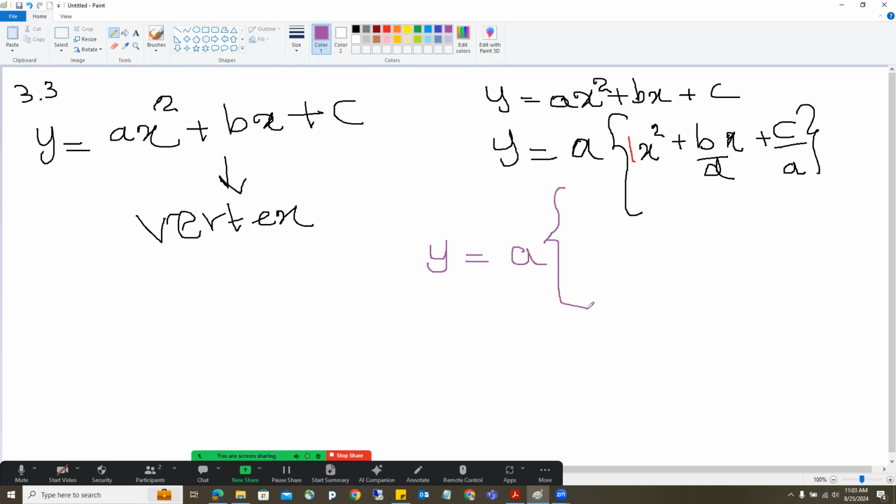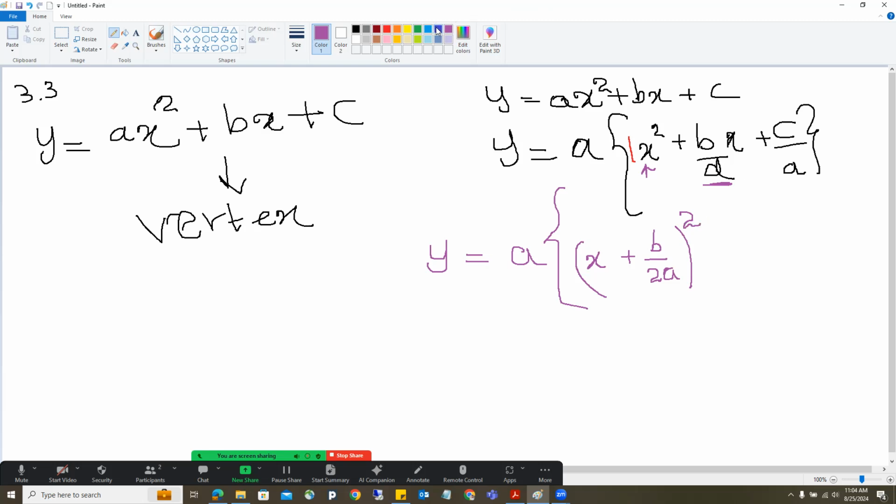To make this a complete square, first we take 1x from here, 1x from here, and then here we have b over a for the x term. We take half of this one, which means plus b over 2a. I just took half of this one, and then I'll make this a complete square.